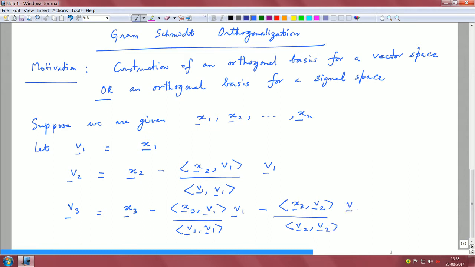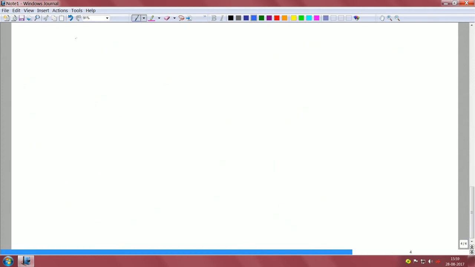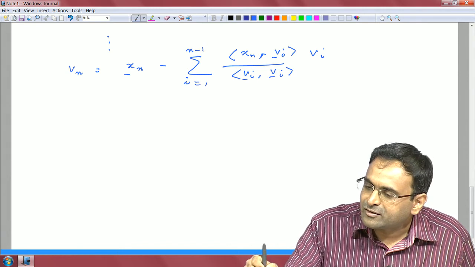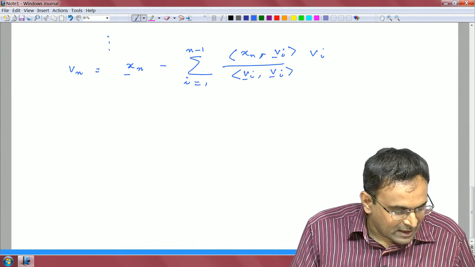Normalize it, remove this component in the direction of V2, and so on, right? And if you do this for Vn, you have Xn minus the sum over i equals 1 to n minus 1 of the inner product of Xn with Vi, over the inner product of Vi with Vi, in the direction of Vi, right? So remove all the n minus 1 components in their respective directions, and that is what you have, right?